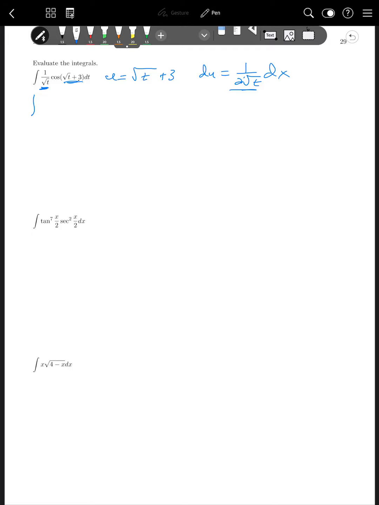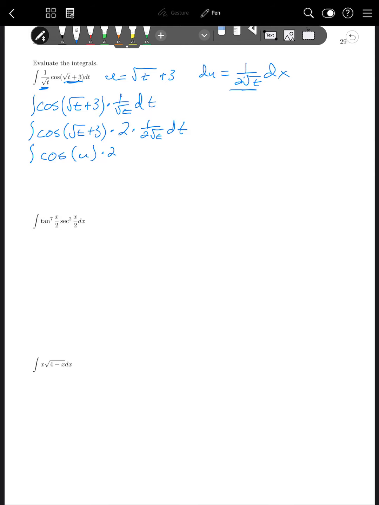So let's rewrite this in the form of f of u du. So this would be the cosine of the square root of t plus 3 times 1 over the square root of t dt. And now I need to get the 2 into the problem. So this would be cosine of the square root of t plus 3 times 2 times 1 over 2 root t dt. And so now I can do the substitution. So we can replace square root of t plus 3 with u, and we can replace 1 over 2 root t dt with du. Right, this should be a dt, sorry. Up here at the top of the problem, the variable in this problem is t, so we want to use dt. So du.